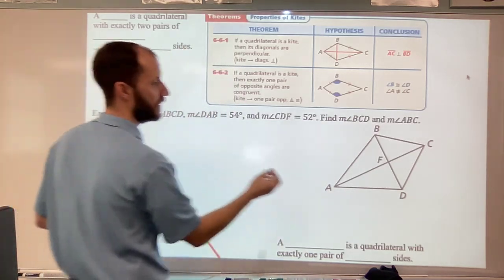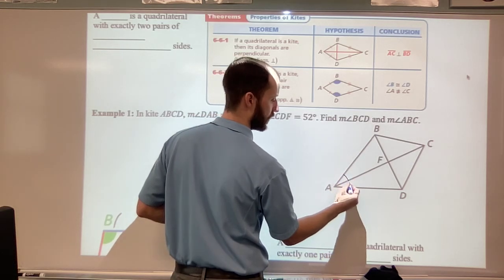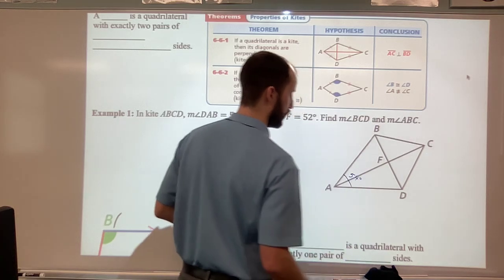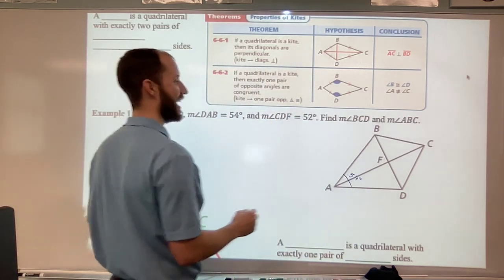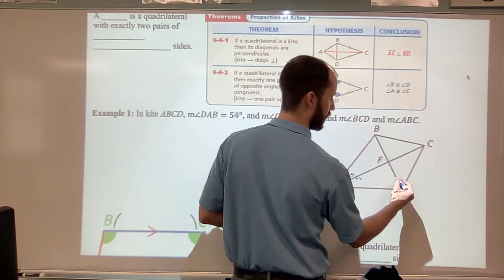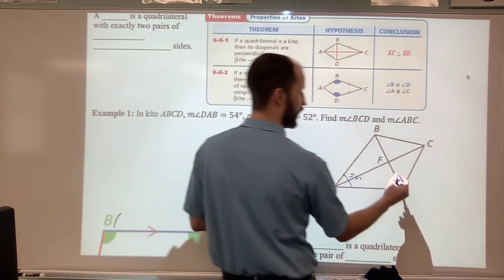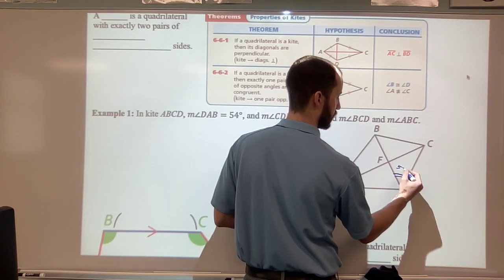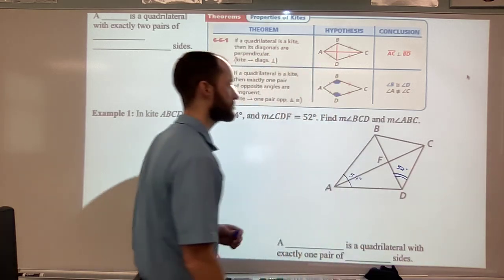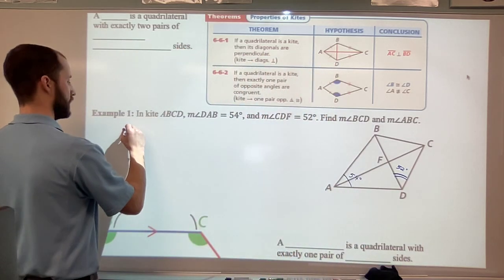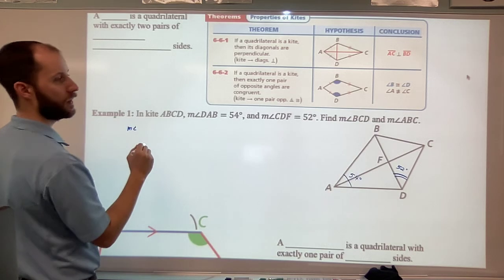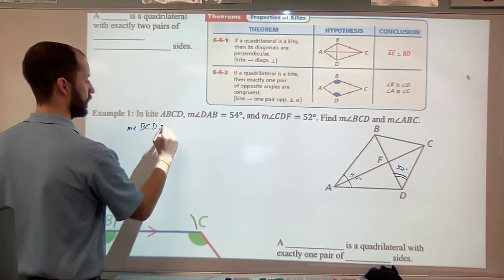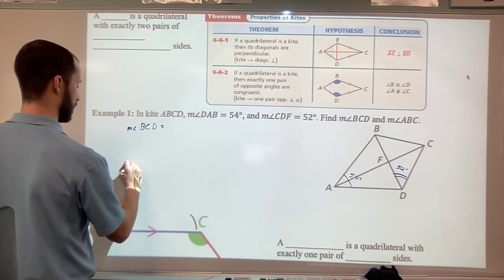Angle DAB is 54 degrees, so DAB, label that 54, and angle CDF in here, 52 degrees. So then find the measure of angle BCD and the measure of angle ABC.